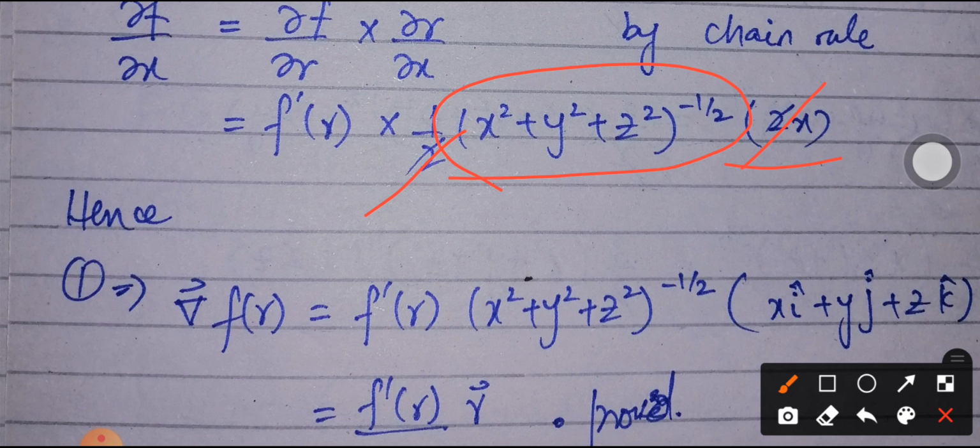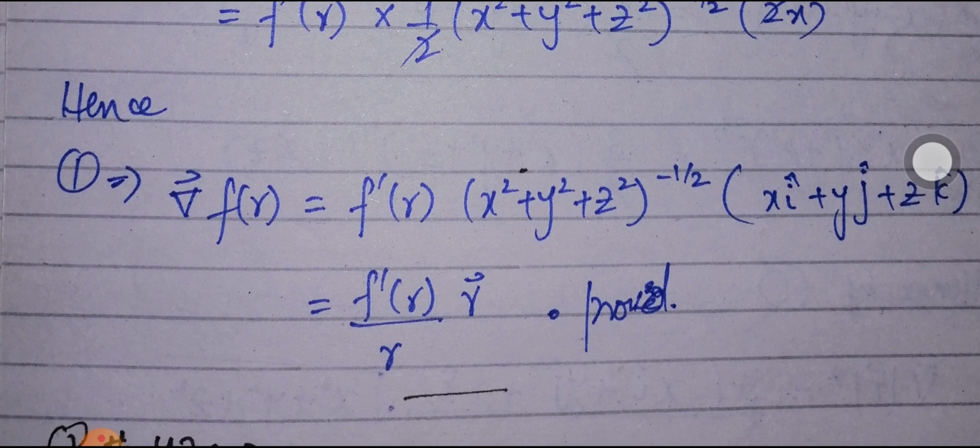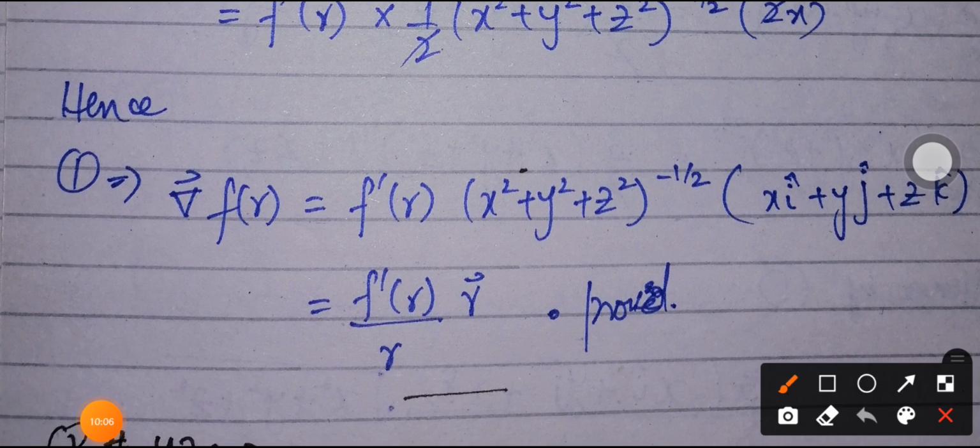Clearly we can also find out ∂f/∂y, in which we will have y over here and all the terms will be the same. So inserting the values, we get f prime of r into (x square plus y square plus z square) whole power minus 1/2 into (x i cap plus y j cap plus z k cap). So this is going to define the quantity r, or 1 over r. So here we have the final result that we have to prove.